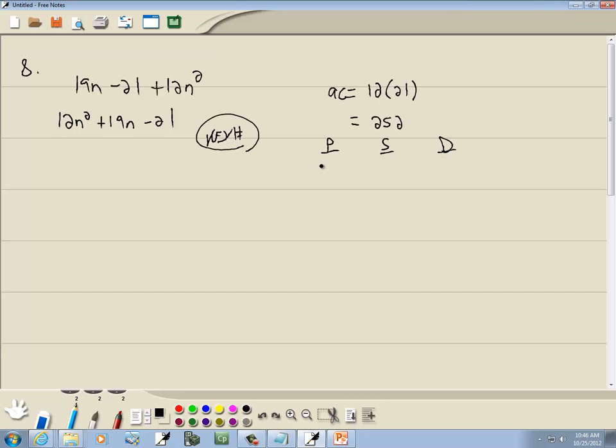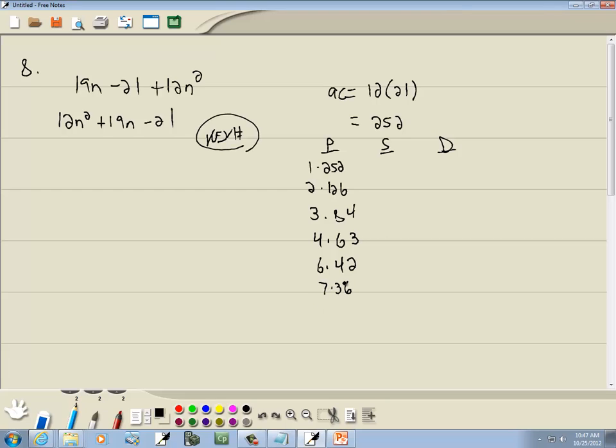Now I'm going to create 3 columns. 1 times 252 gives you that. 2 times something, and again, I'm going to be lazy. 252 divided by 2 gives us 126. 3 times 84. 4 times 63. 5, no. 6 times 42. 7, I'll use my calculator. 252 divided by 7, yep, 7 times 36.